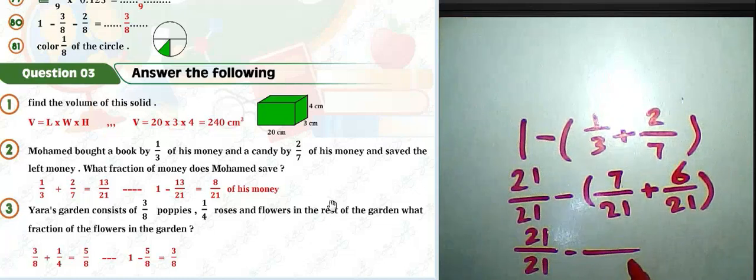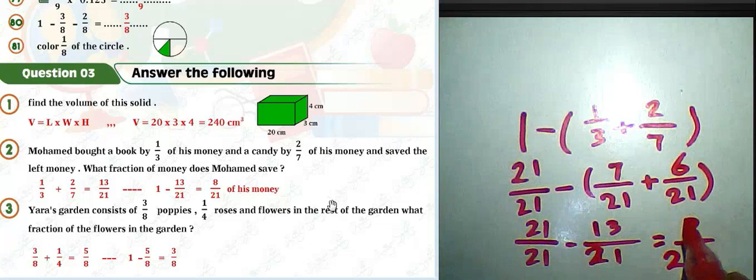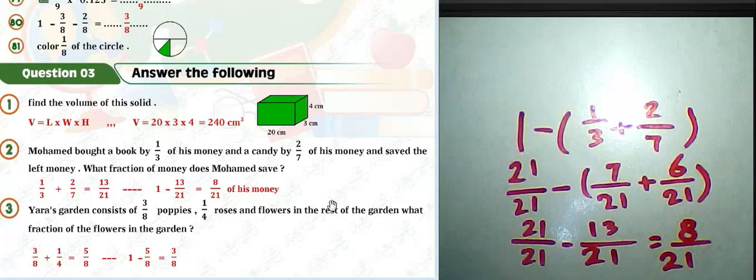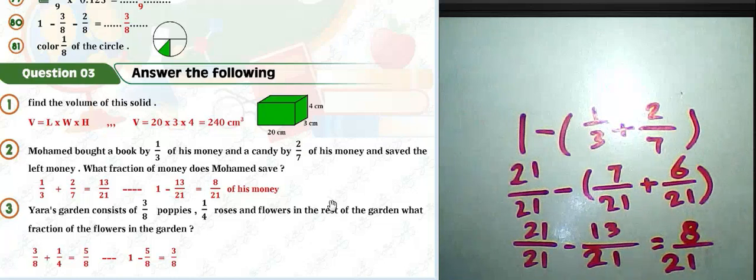It will be 13/21. Write 21 here in the numerator. 21 minus 13 equals 8. So the remainder of the fraction of money Muhammad saves is 8/21 of his money.